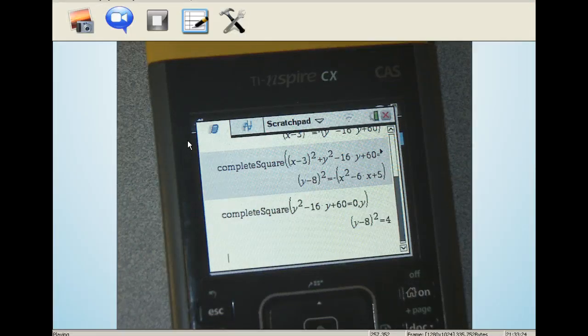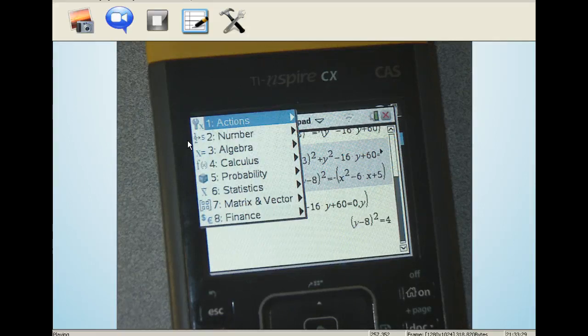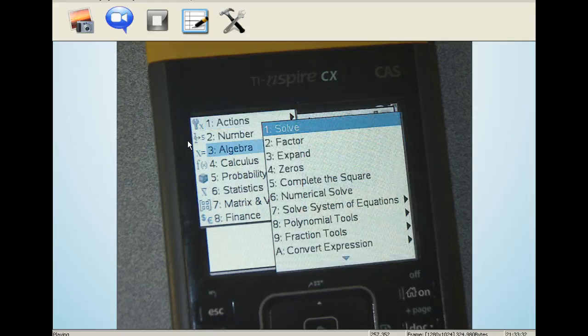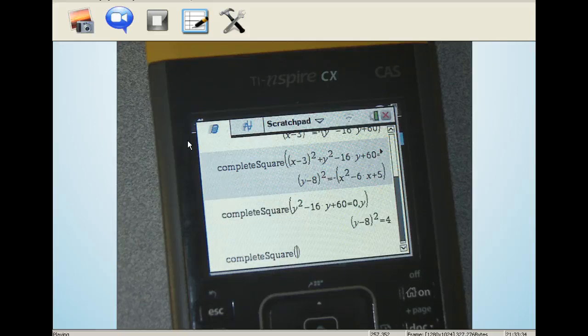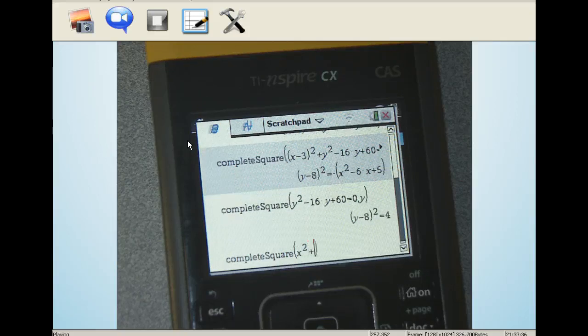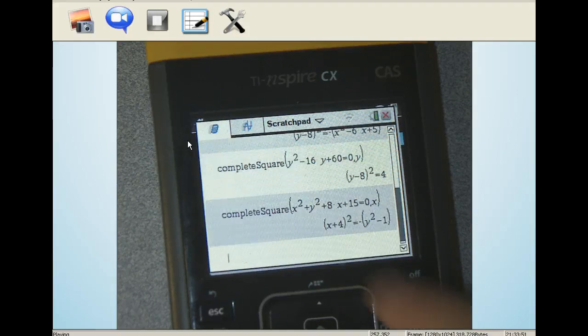Okay, let's start by completing the square for y squared. Now watch this. Menu, algebra, complete the square. We're going to put in the equation as it came across: x squared plus y squared plus 8x plus 15 equals 0. Okay, and I guess I just solve it for x first, and I get x plus 4 squared equals negative y squared minus 1.